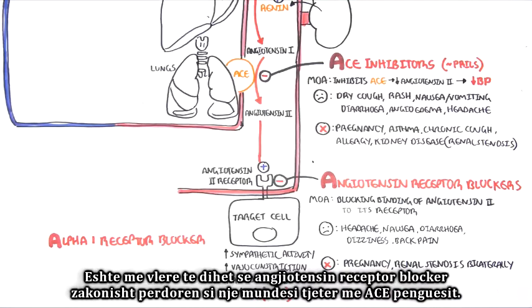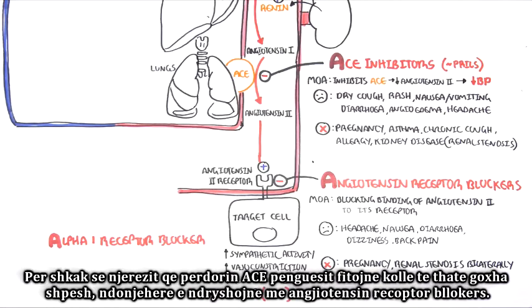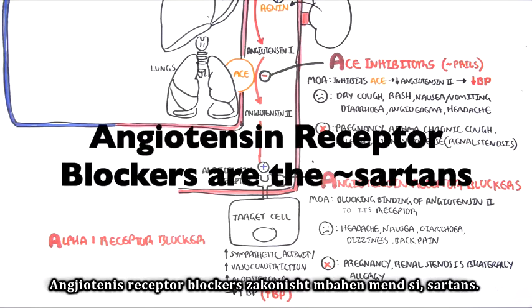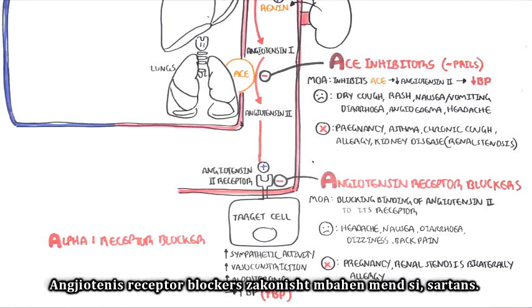It's interesting to note that angiotensin receptor blockers are usually used as an alternative to ACE inhibitors, because for people who use ACE inhibitors, getting a dry cough is quite common, and so sometimes people change to angiotensin receptor blockers. Angiotensin receptor blockers can be remembered because their names usually end in sartan. So, for example, losartan, the sartans.